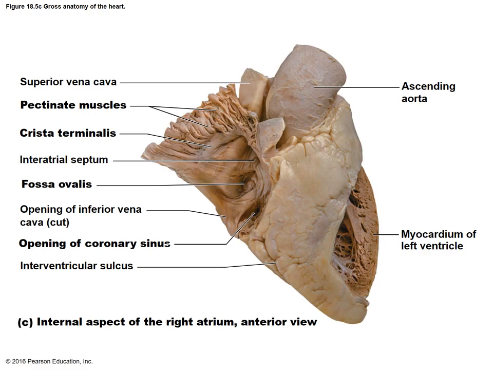This is a picture of an actual heart where you can see from the cross-section certain other structures like the fossa ovalis, the myocardium of the left ventricle.